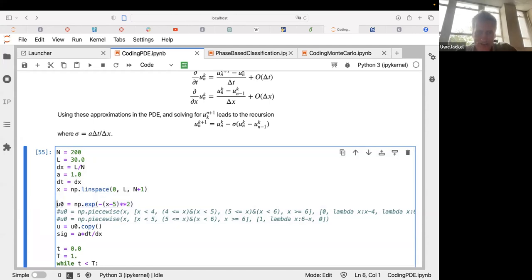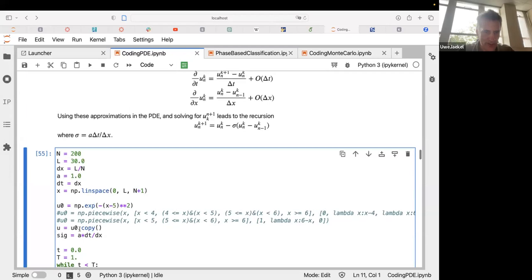Again, this is our initial condition, u0 shall store our initial condition. I want to save this as u0, and I make a copy of that into u. u will hold the solution at time t. We don't want to save it at every time step. We only want to have the current solution, the solution at the moment. So I want to have a copy of u0 in u.